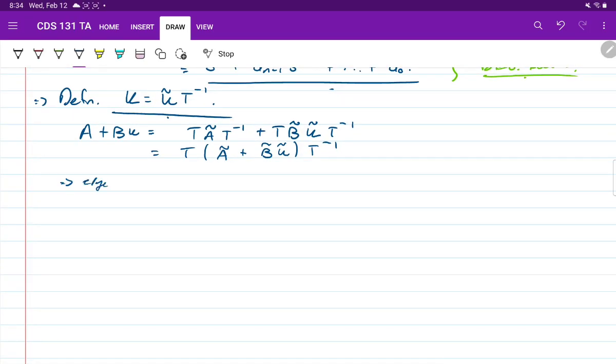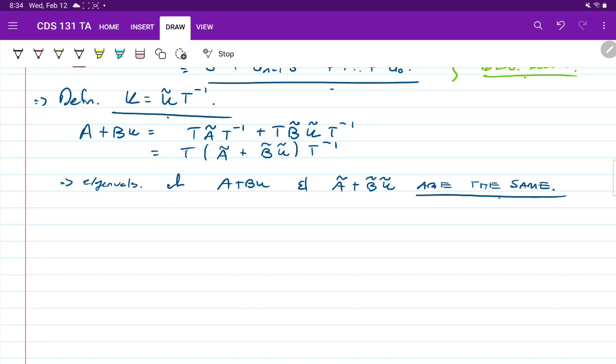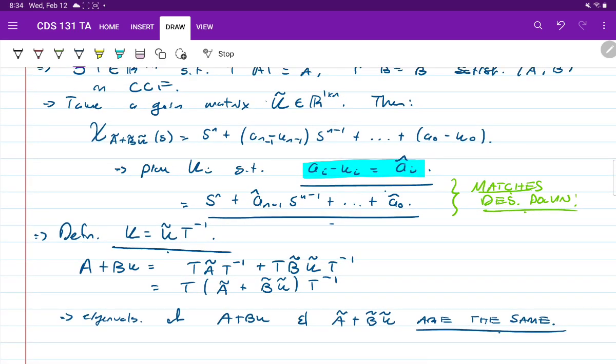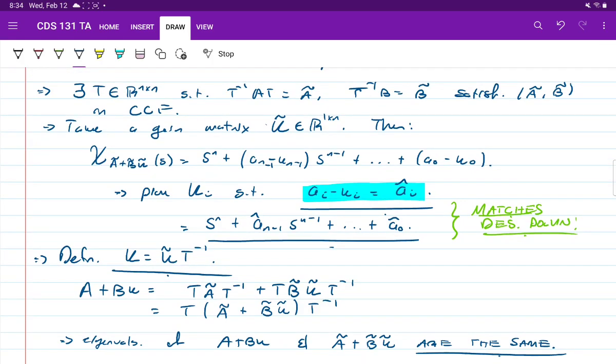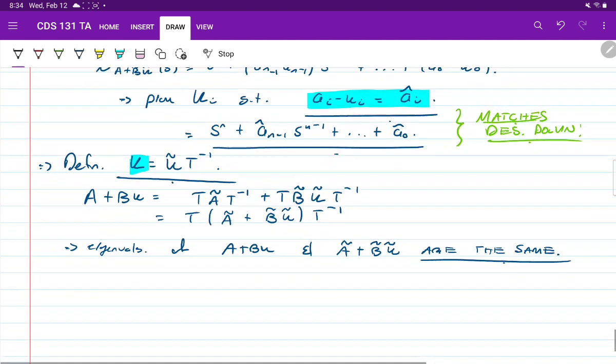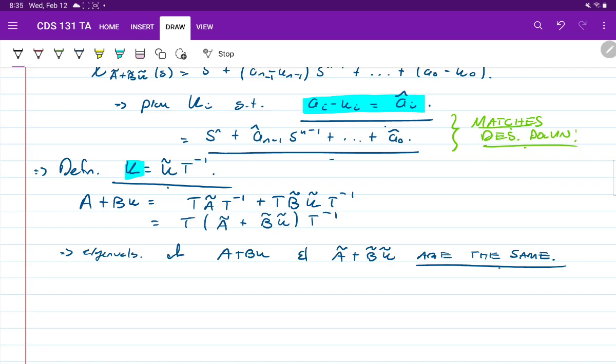So then the eigenvalues of A plus BK and A tilde plus B tilde K tilde are the same. Effectively, we're performing our design in the controllable canonical form, then using the transformation into controllable canonical form to reconstruct what this gain needs to be for my original system. Then, by the fact that similarity transforms preserve eigenvalues, we conclude that this new gain K actually gives us the eigenvalues that we want. All right, so that gives us the forward direction.